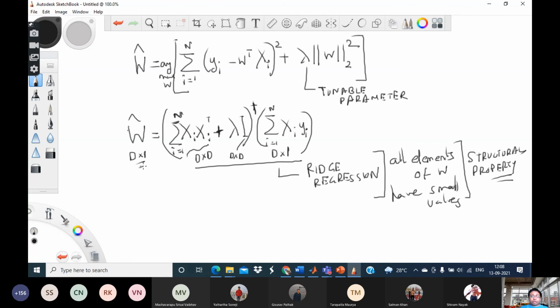Okay, so this is the story of ridge regression, which allows you to find such a W which makes a balance between the prediction error which you make, while also making sure that all the elements of W have small values.